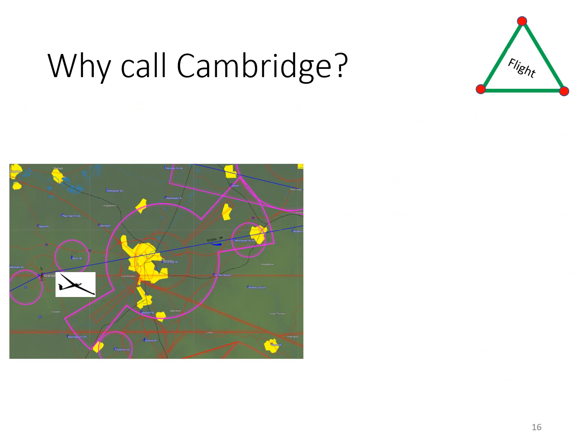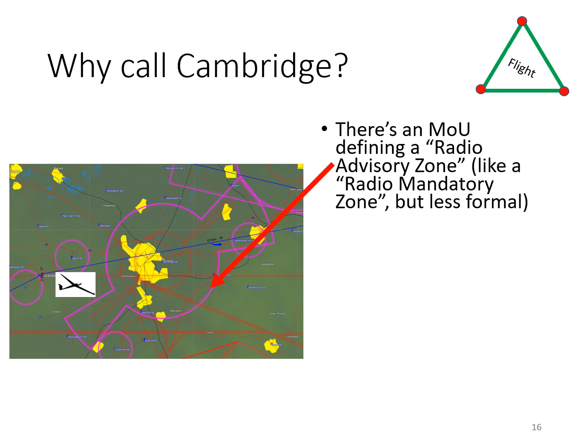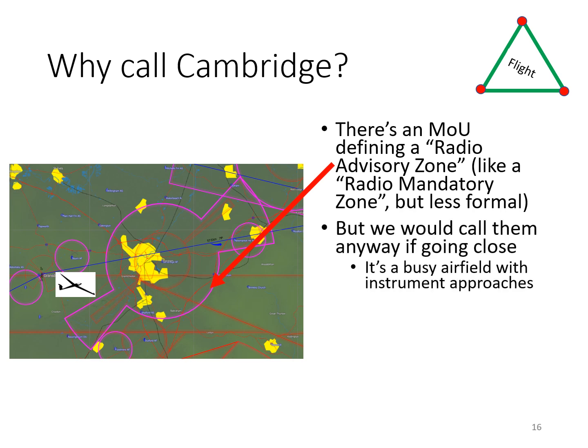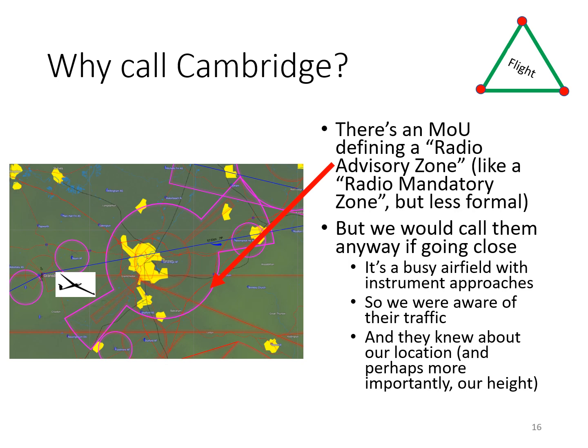So why call Cambridge at all? As it happens, there's a letter of agreement in existence with Cambridge defining a roughly MATZ-sized zone in which we've agreed to do our best to call them. It's not a formal piece of airspace, but it's in the gliding airspace files and we encourage everybody to do it. But we would call them in any case. It's a busy airfield with instrument approaches and we want to be aware of their traffic. We want them to know where we are, and in particular we want them to know how high we are.